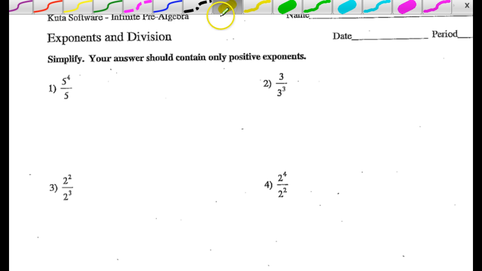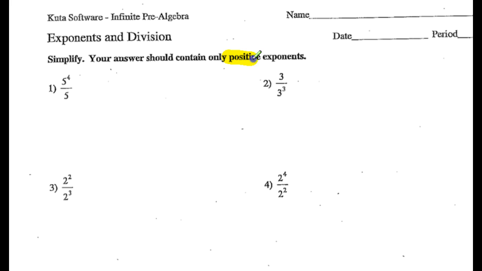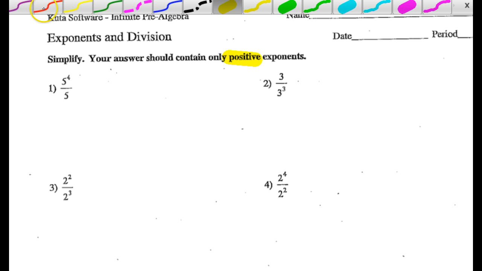So here's the thing, and this is the key. The directions say simplify, your answers should contain only positive exponents. Okay? So if you have negative exponents, you're not at the final answer yet, and we'll talk about how you make them all positive. Okay? So I'm going to do a couple examples. Again, I'm going to show you the long way as to why the property works, but then we'll practice doing the shortcut, which is what you ultimately want to do.